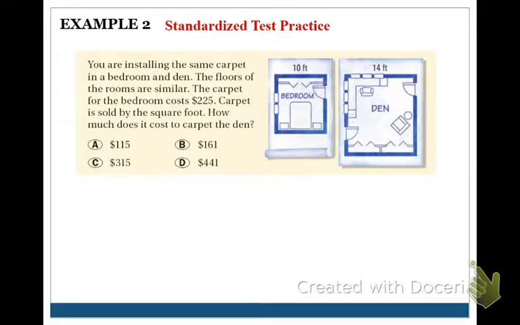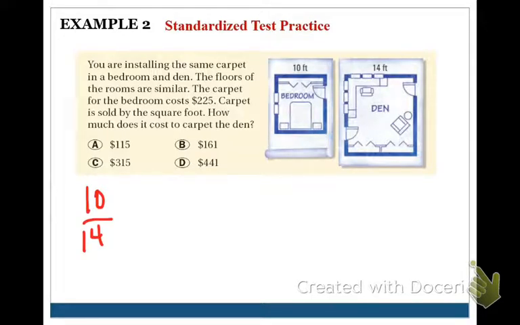Okay, they're similar, so that means the sides are proportional. The carpet for the bedroom costs $225. It is sold by the square foot. How much does it cost to carpet the den? All right. So we know the ratio of the sides. The ratio of the sides is 10 to 14, right?